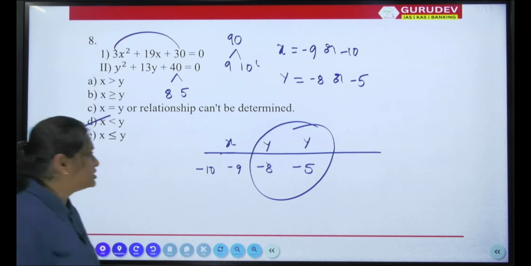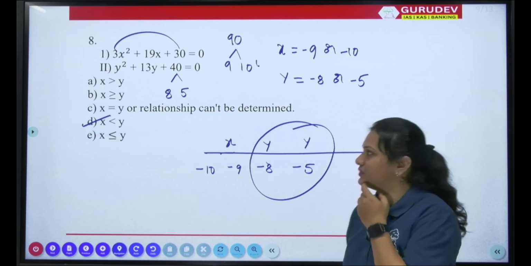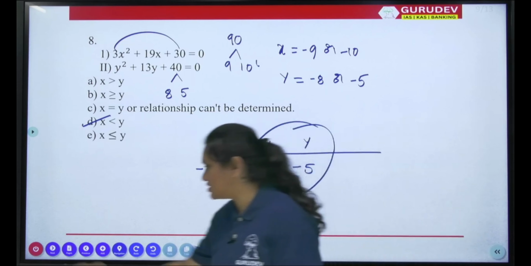Option D, which is x is less than y. Okay. I hope it is clear for everyone. Yes, let me move on to the next question.